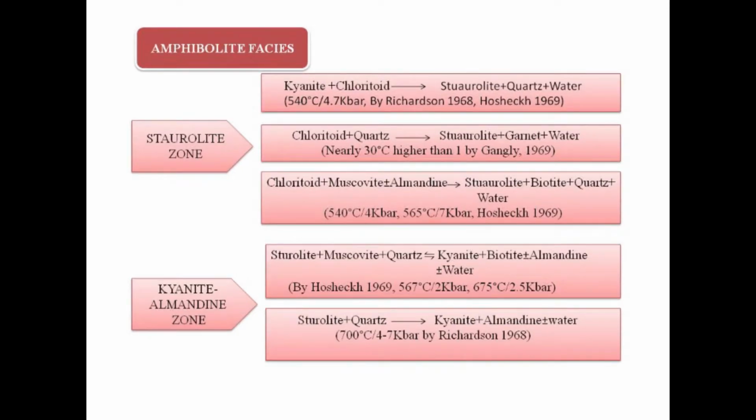The next reaction is chloritoid plus muscovite plus or minus almandine giving rise to staurolite plus biotite plus quartz plus water. The reaction was carried out by Hoschek in 1969 and Richardson in 1968 at 540 degrees centigrade, 4 kilobar, and 565 degrees centigrade, 7 kilobar.